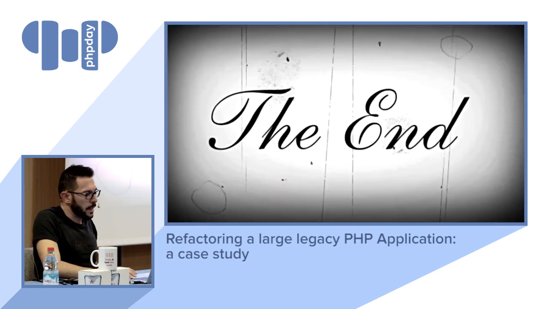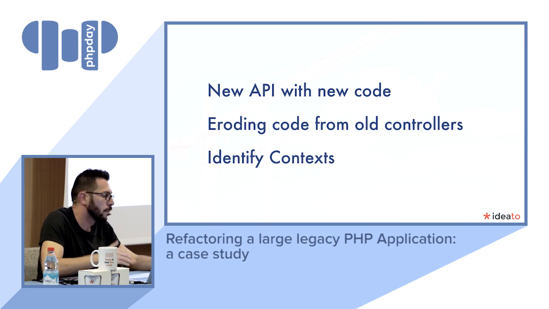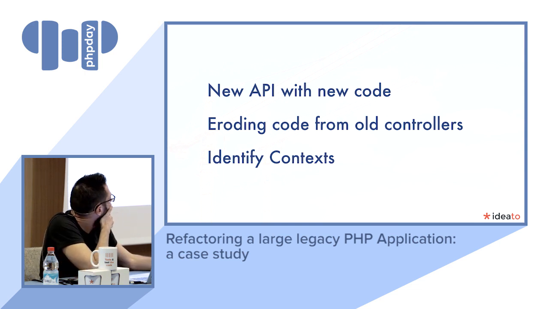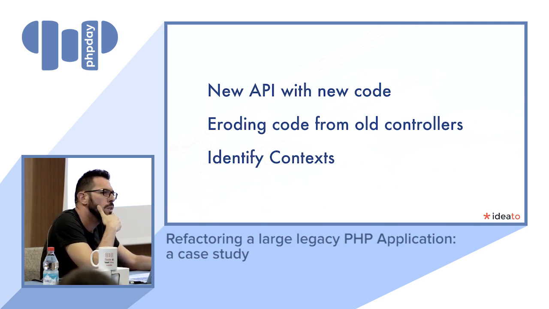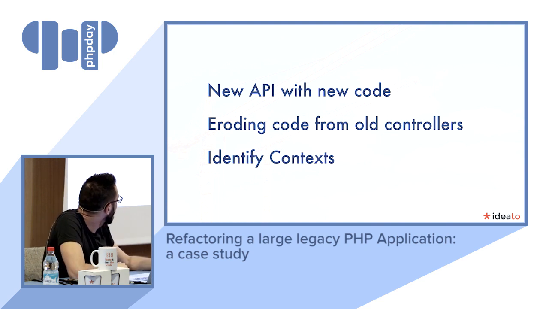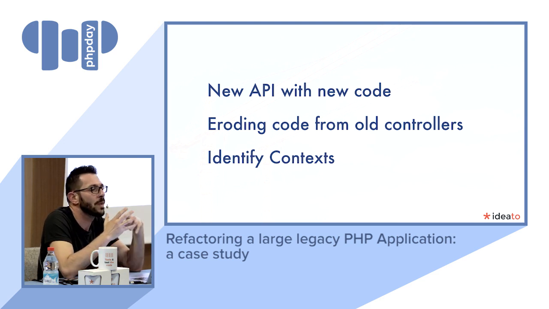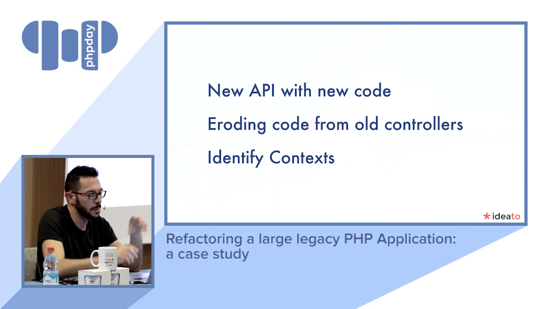Okay, I'm almost done. I mean, this presentation is done. The work is not. So basically, starting from now, we have a new API with new code. We are continuing eroding, I'm not sure it's an English word, but who cares, code from all controllers. So we're trying to get them slim, and continue identifying contexts of the application and try to extract them, to make it easier to understand how the code is organized and what the relations are between the different parts of the code.